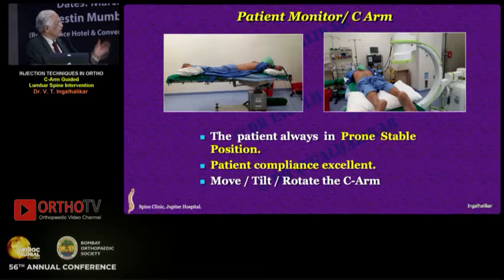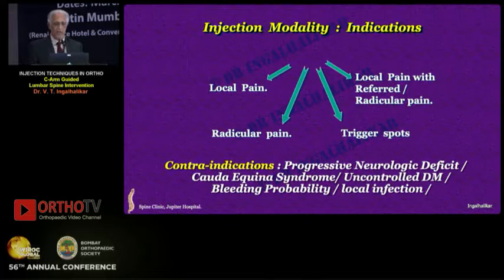Our table has a way back extended or far away eccentric column, and we put the patient totally prone. We don't put them oblique, 45-degree rotated, etc. This way the patients are very comfortable, they are very stable, and their compliance is excellent. Whatever we want to look at in the image, we make changes in the C-arm, and that's why I said you must have a good C-arm handler.